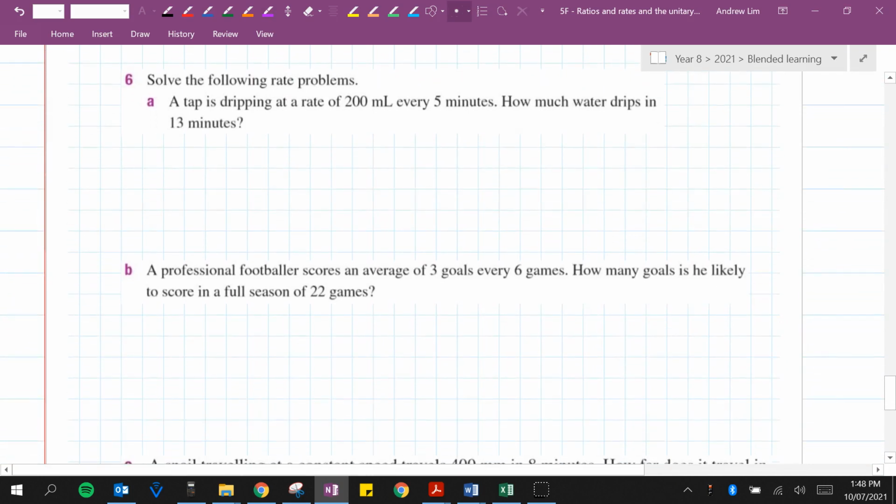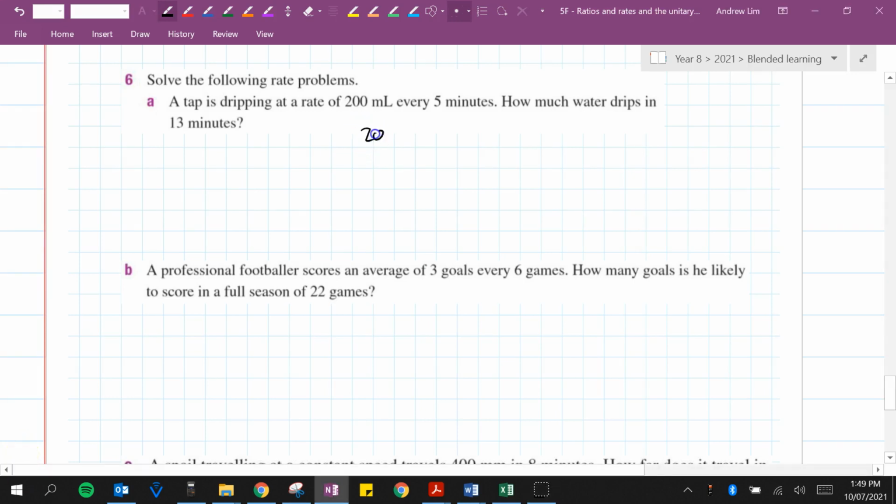Question 6. Solve the following rate problems. A tap is dripping at a rate of 200 milliliters every 5 minutes. How much water drips in 13 minutes? And question B, a professional footballer scores an average of 3 goals every 6 games. How many goals is he likely to score in a full season of 22 games? Pause the video and have a go.